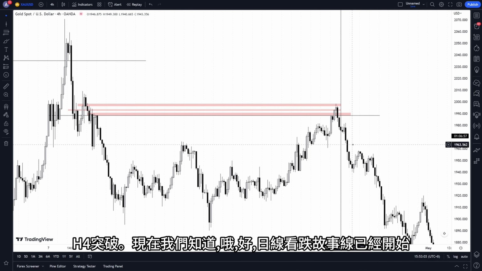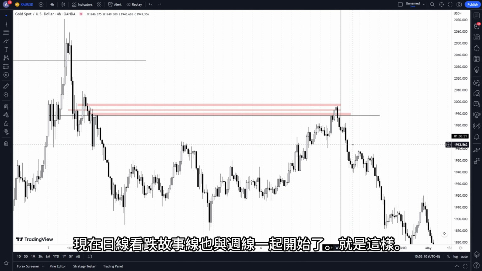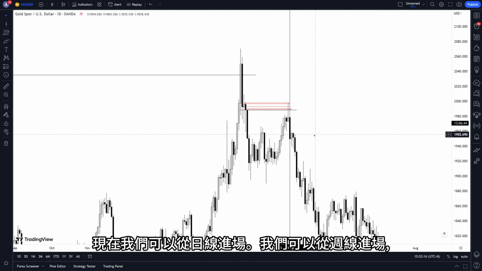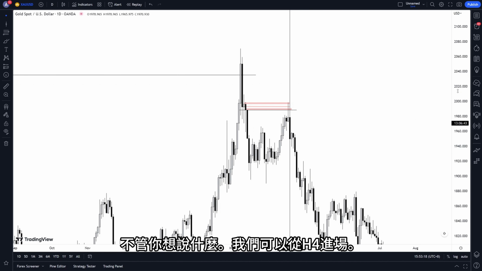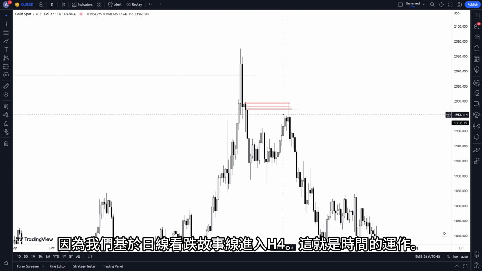That's it. So now we know, okay, daily reject daily, H4 break. Now we know, oh, okay, the daily bearish storyline has started, as well as the weekly bearish storyline. And now we can enter from the dailies. We can enter from the weeklies, whatever you want to talk about. And we can enter from the H4s. We can enter a trade from the H4. Why? Because we're entering the H4 based on the daily bearish storyline.